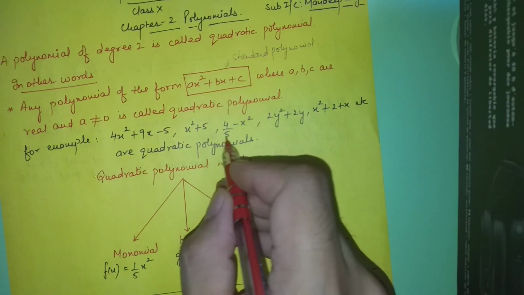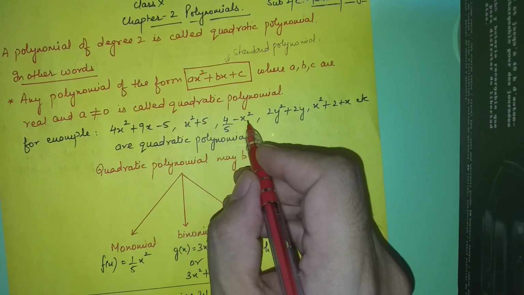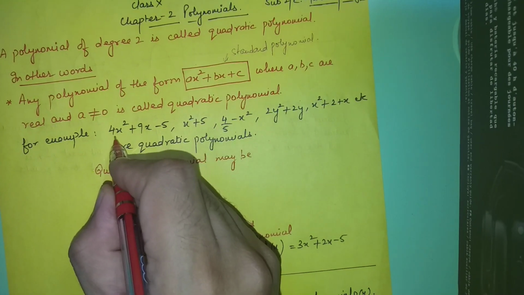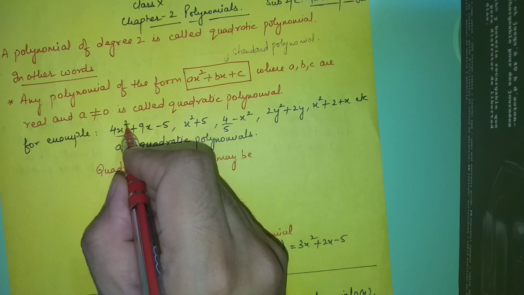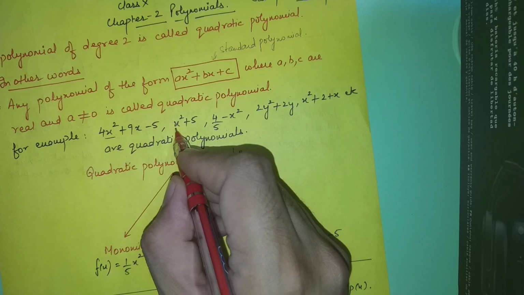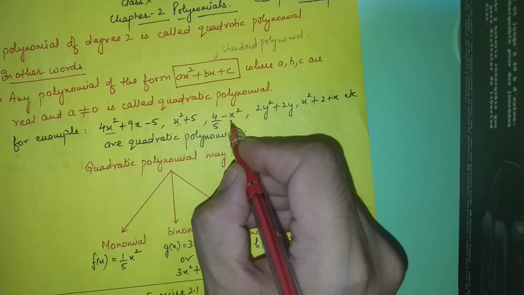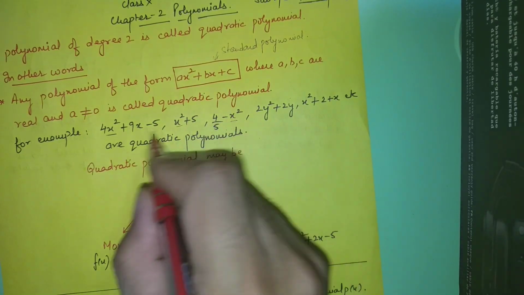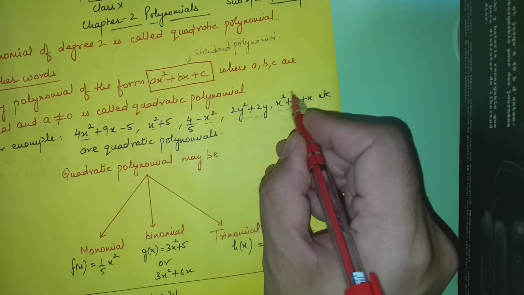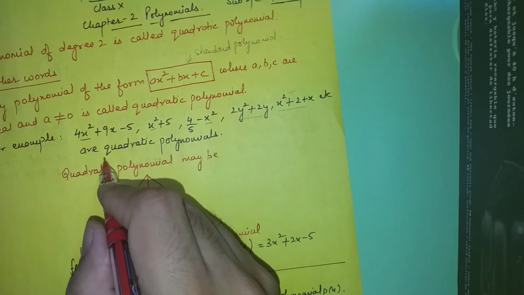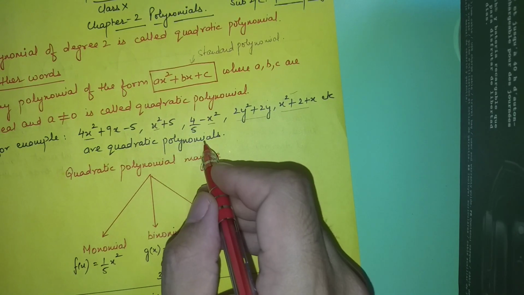And we have several examples, like 4 by 5 minus x square. See the degree of the x variable. Here the degree of x is 2. Here the degree of x is 2. Here the degree of x is also 2. So in all the expressions we can see that the degree of x is 2, so this is called a quadratic polynomial.